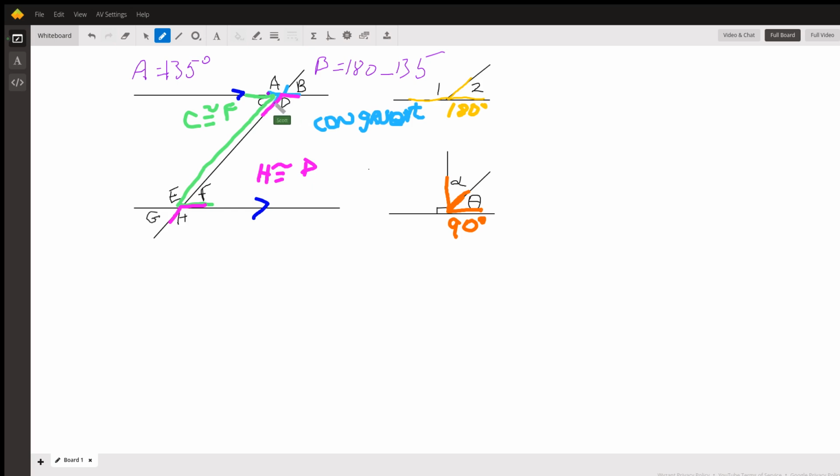Okay. You can say that A and E are equal to each other because they're corresponding angles. You can say that A and D are equal to each other because they're vertical angles. You can say that C and B are equal to each other because they're vertical angles. And now that I know that E is 135 just like A, I can figure out H, I can figure out G because it's supplementary to E, and I can figure out F. And that's the basic relationship between all the angles that come into play.